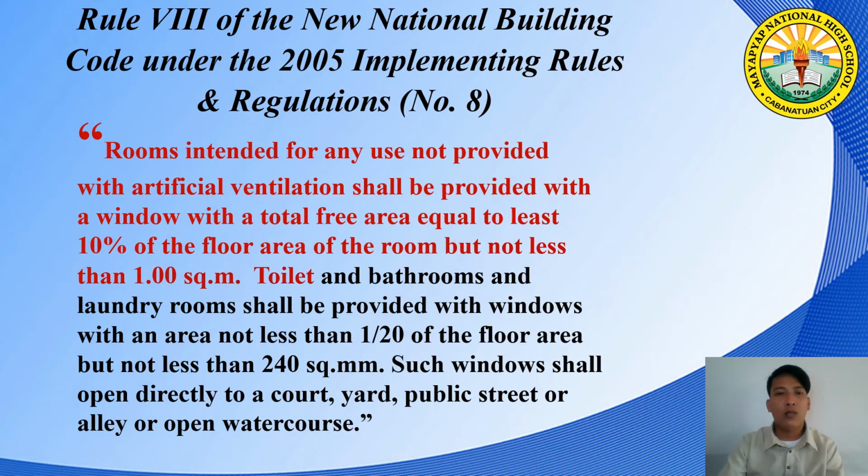Toilet and bathrooms and laundry rooms shall be provided with windows with an area not less than 1/20th of the area of the floor, but not less than 240 square millimeters. Such windows shall open directly to a court, yard, public streets, or alley, or open watercourse.